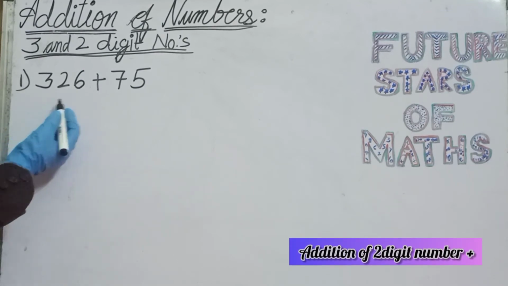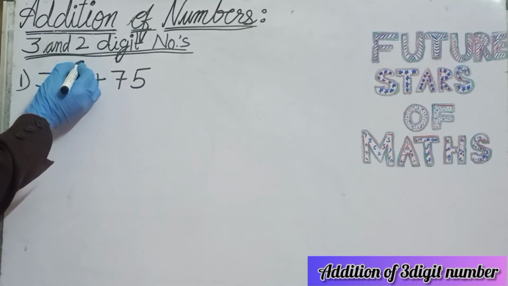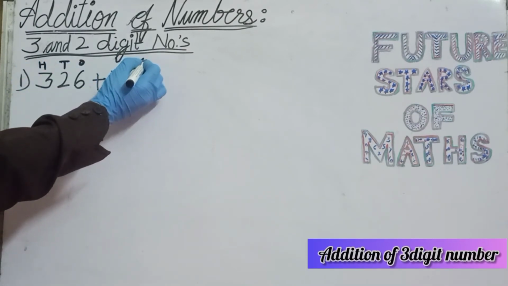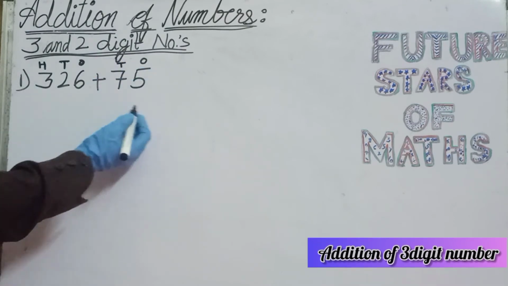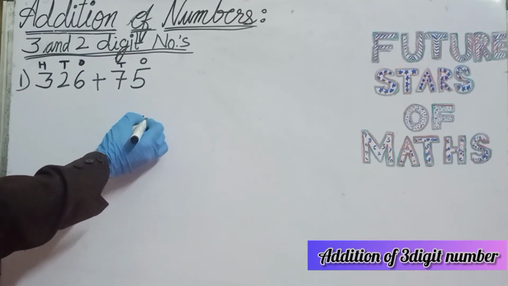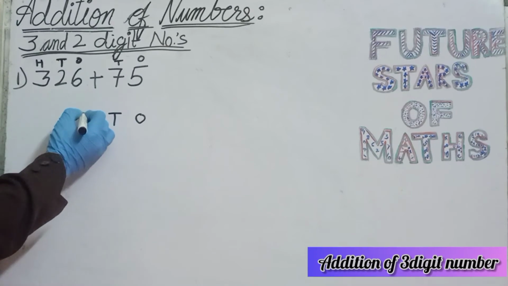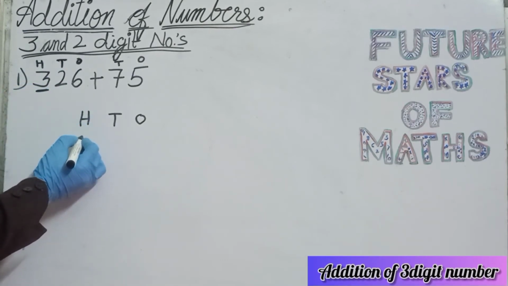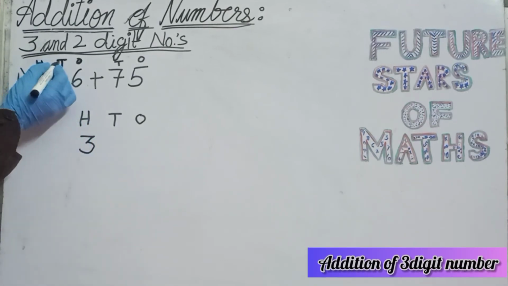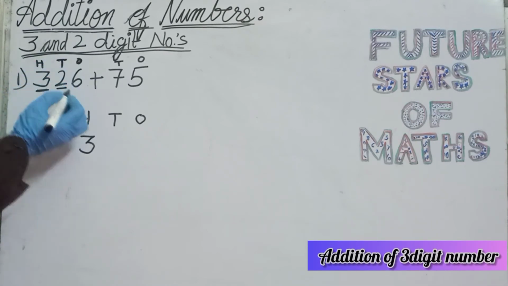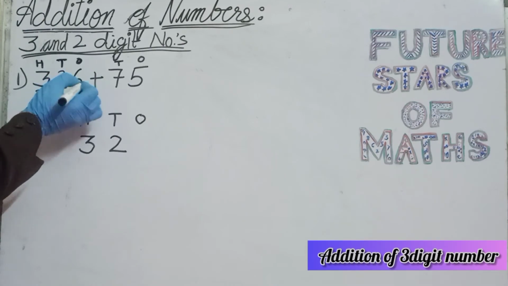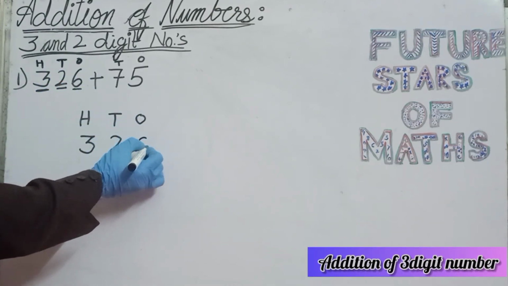Now a 3-digit number with a 2-digit number. To do this, again we have to write the place values. Ones, tens, hundreds. Ones, tens. Ones, tens, hundreds. So for the first number, in the hundreds place I have 3. So below the hundreds place I write 3. Then in the tens place I have 2. So I am writing 2 in the tens place. Then in the ones place I have 6. So below the ones place I wrote 6.